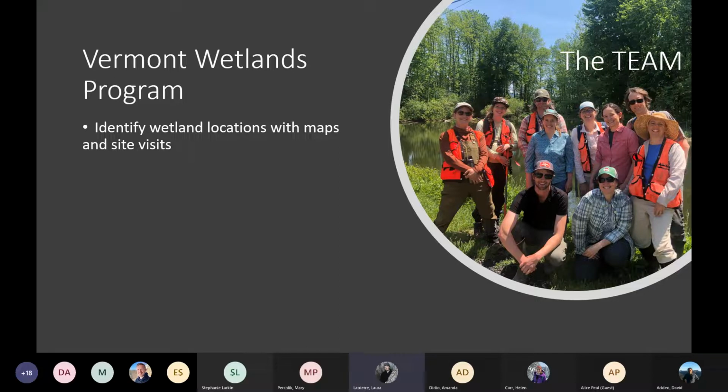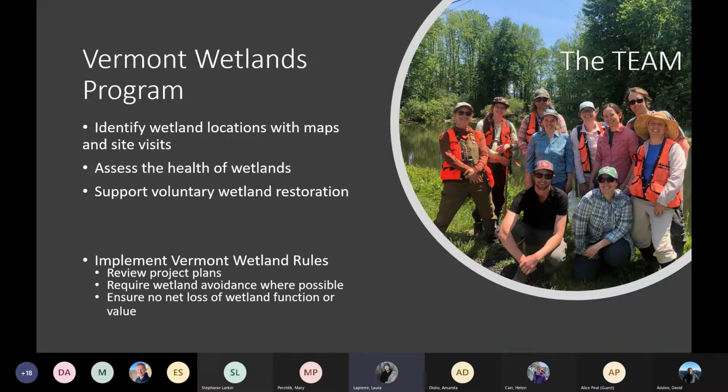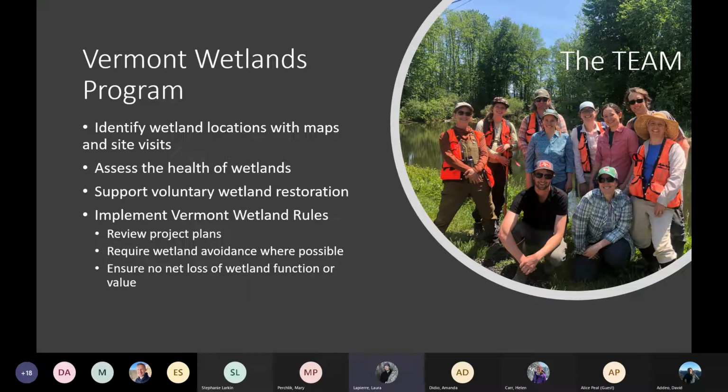One of them is identify wetland locations with maps and one-on-one site visits. We assess the health of wetlands through biomonitoring. We support voluntary wetland restoration, and the bulk of our work is implementing the Vermont wetland rules, where we're implementing permitting for activities in wetlands such as grading, filling, clearing vegetation, and drainage as well. So we're requiring avoidance where it's possible, and we're ensuring no net loss of wetland function or value. And that includes working with enforcement as well.